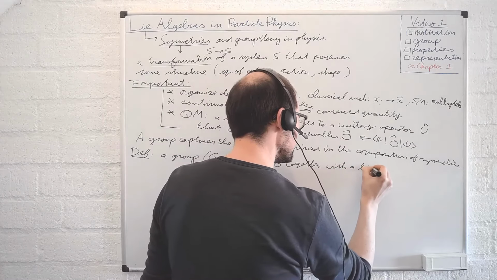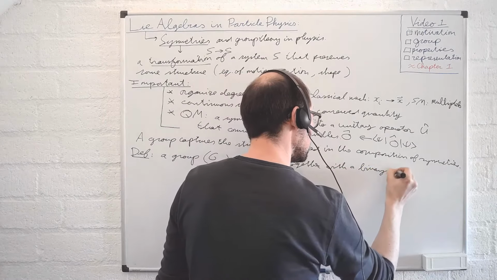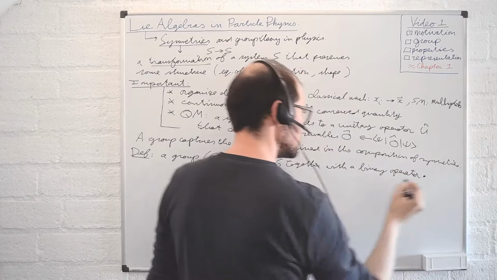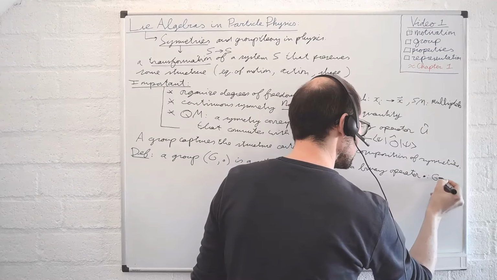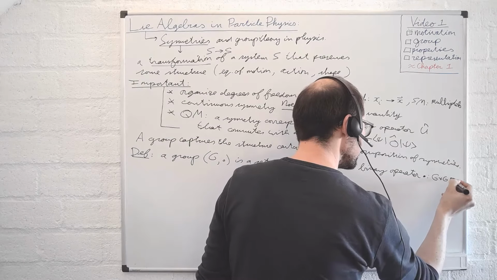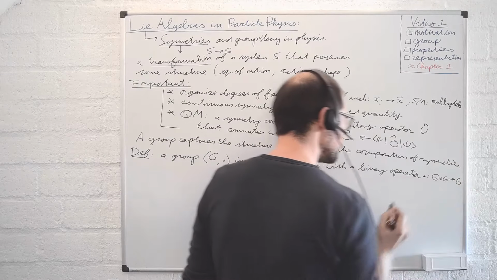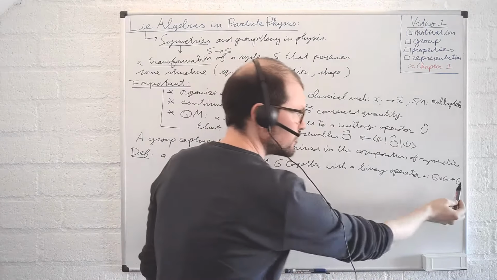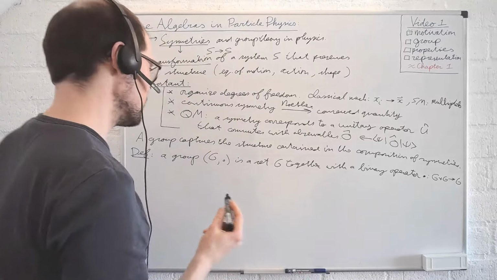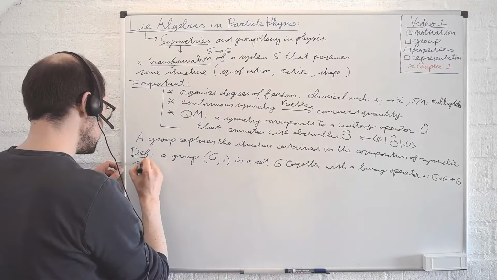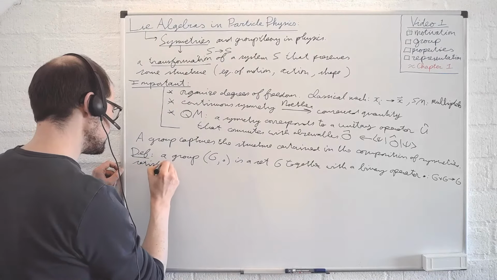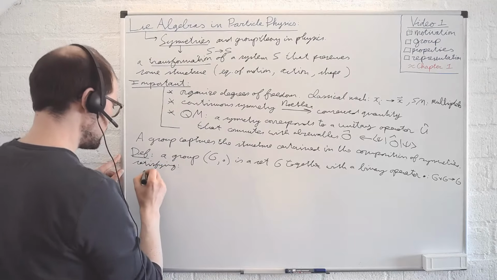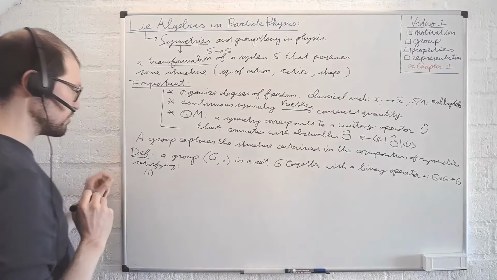together with a binary operator, this thing, which is really a map from G times itself to G, so it takes a pair of elements of this set and associates a third element to it. And this binary operation has to satisfy a number of axioms that I'm going to write down explicitly.